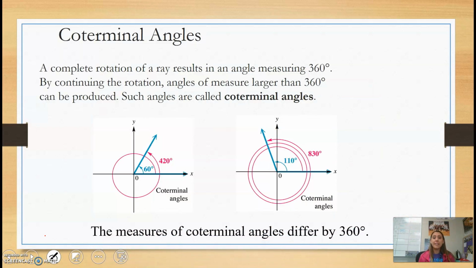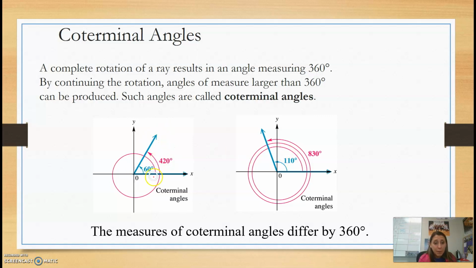And then our last slide of the day is these coterminal angles. When you want to do a complete rotation, right here we have this terminal side of 60 degrees, but to do 420, we'd have to go all the way around 360 and then add another 60 degrees, and we would get 420, and it would be in the same position.